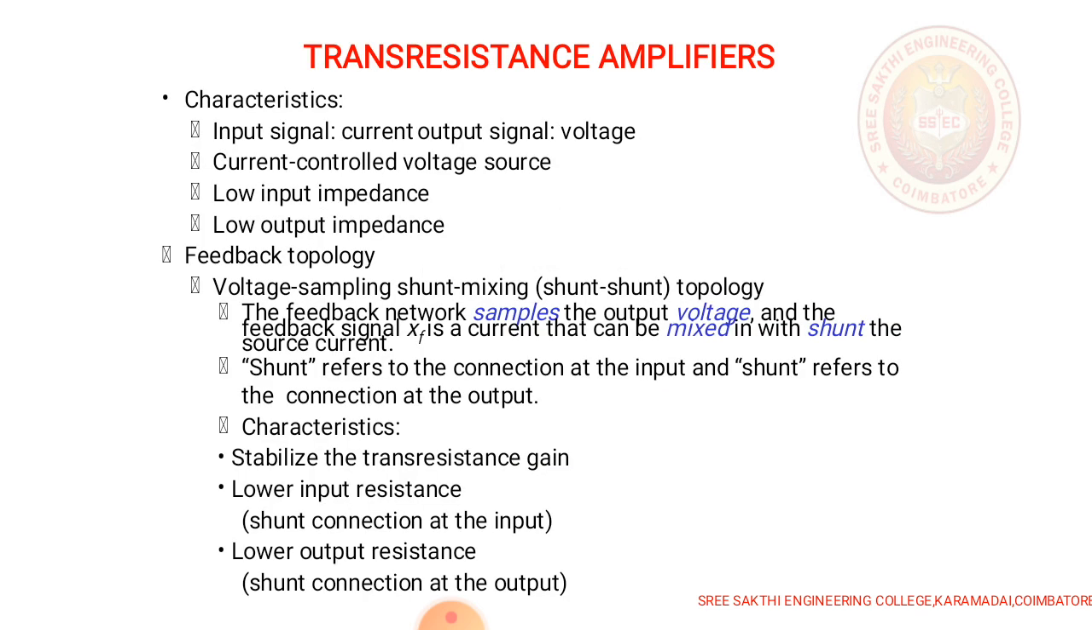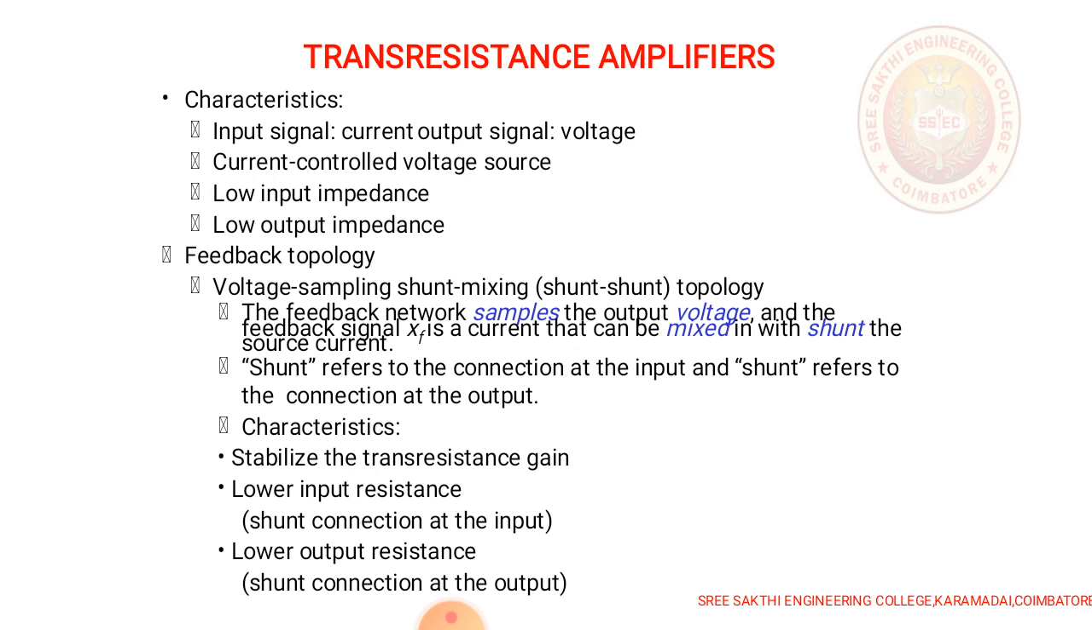Last one is transresistance amplifier. Here the input signal is current and the output signal is voltage. Hence it is called a current controlled voltage source, which has low input impedance and low output impedance.